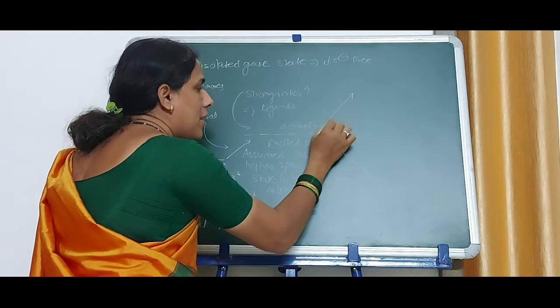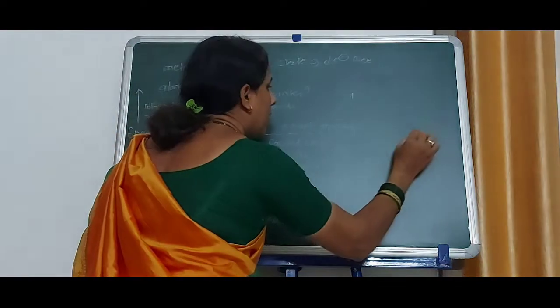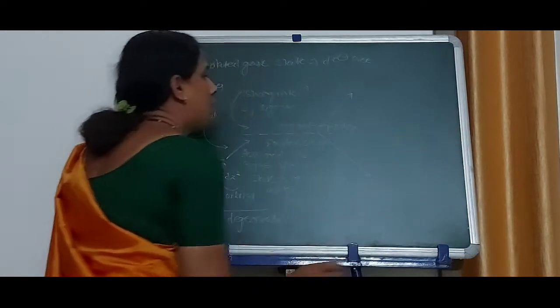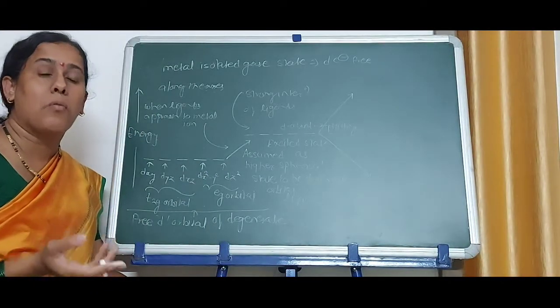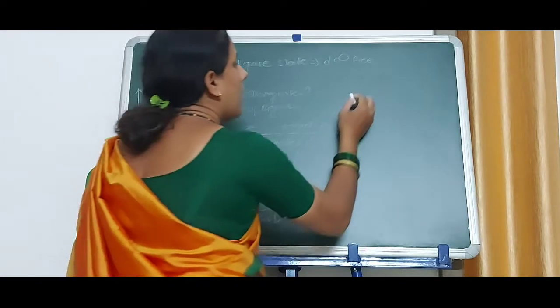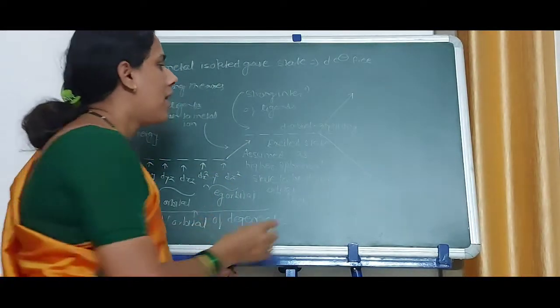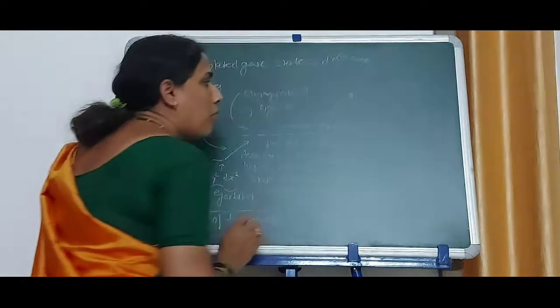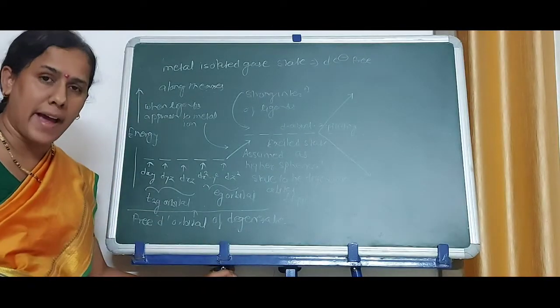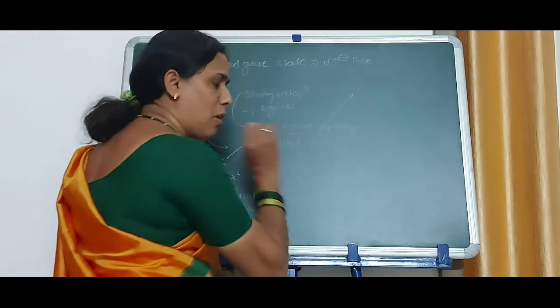Splitting of d orbitals takes place. In which way? The two orbitals which lie along the axes are raised to a higher level, and the three orbitals which lie between the axes, x, y and z, occupy the lower position.